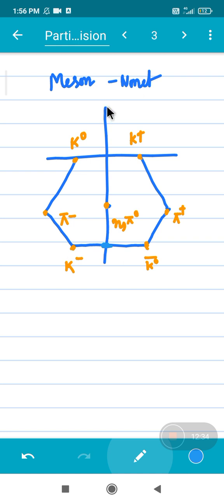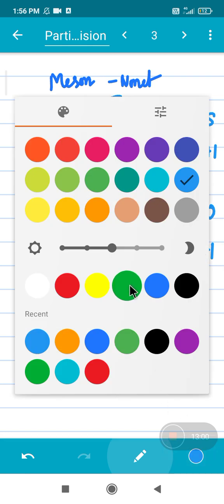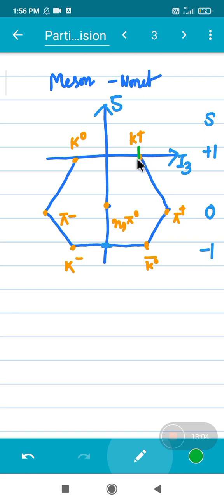Again I have taken the strangeness along y and I3 along x. Now I will write the strangeness values of them. For this row it will be plus 1, for this it will be 0, and for this it will be minus 1. Let me write the I3 values. It will be plus half, minus half, minus 1, 0, plus 1, again half, and for this it will be minus half.